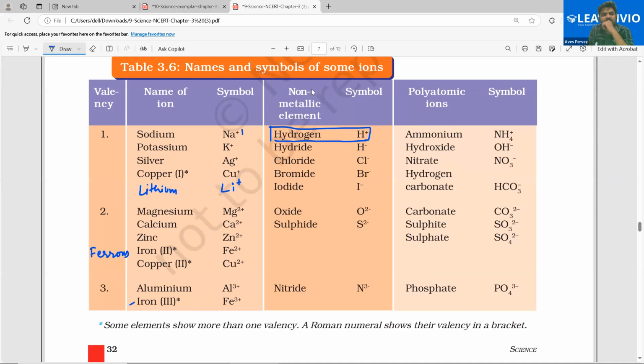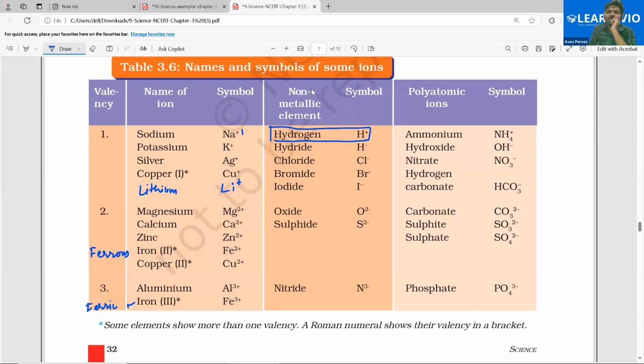And when iron has +3 valency, its name is ferric. Note this chart in your notebook fast and try to memorize it. Memorize any 5 polyatomic ions.